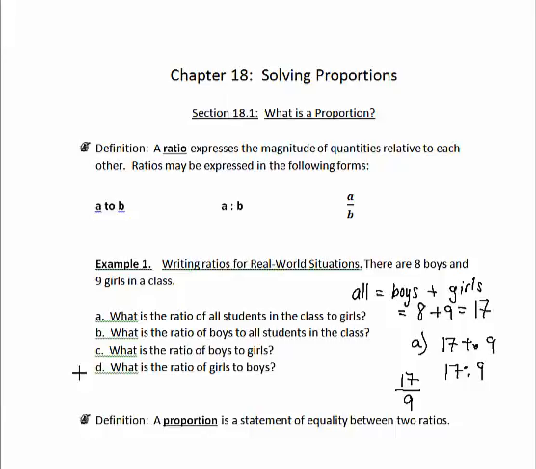B, what is the ratio of boys to all students in the class? We could write boys, which is 8, with a colon, and once again we have all students, and this time it will come second in the ratio. Or likewise we could write 8 to 17, or 8 divided by 17.